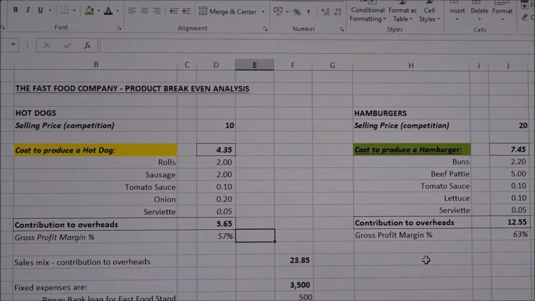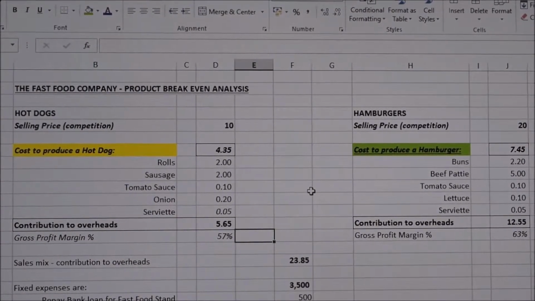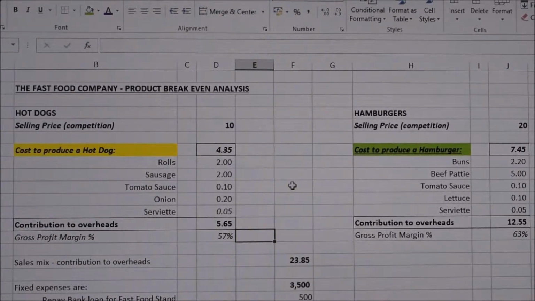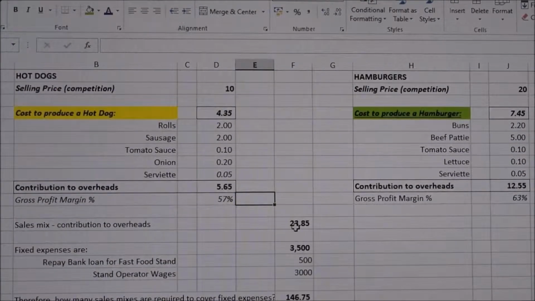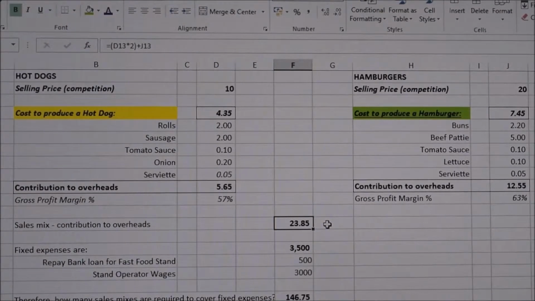In order to calculate break-even analysis, you need to understand how you're going to sell your products. In other words, what type of product mix are we going to have? And we decided on 2 hot dogs to every 1 hamburger, because ultimately more people can spend maybe R10 than R20. So our sales mix contribution to overhead, if we look at our formula, is taking 2 of our R5.65s and adding 1 of our R12.55. That is what we are saying is going to contribute to covering our overheads in a month.